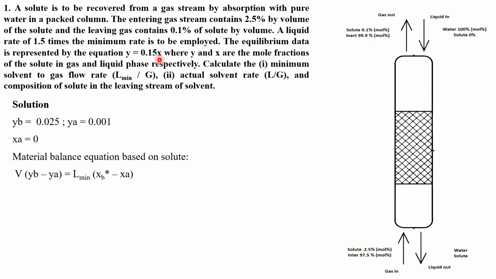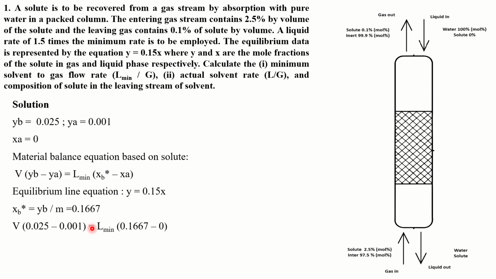So the next step of calculation is XB star, in order to get L minimum by V. We are going to use the equilibrium line equation: by substituting YB, you will get XB star. Next, you can substitute the value in the material balance equation, along with all the other parameters, in order to find the ratio L minimum by V, which is L minimum by G. This is coming around 0.1439.